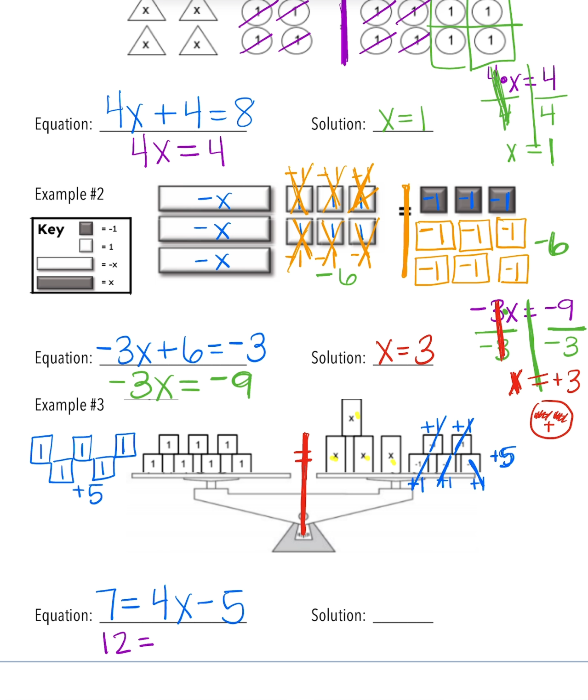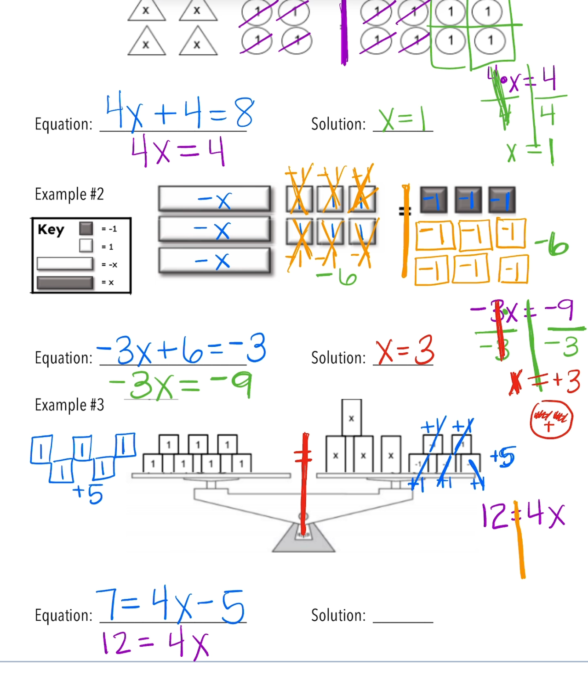1, 2, 3, 4, and remember, these are all gone. Okay, so we have 4 x's. And now we have a much simpler equation. And so I can come over here to the side and say 12 equals 4x. Remember that we always draw our line down the equal sign because anything I do to one side, I have to do to the other.